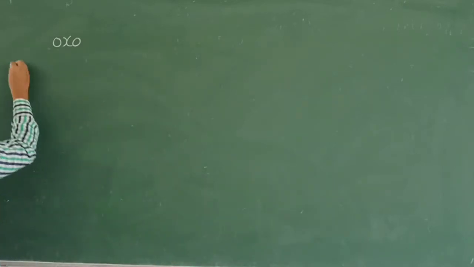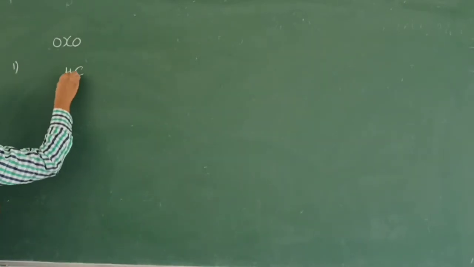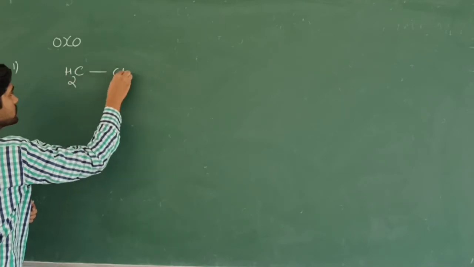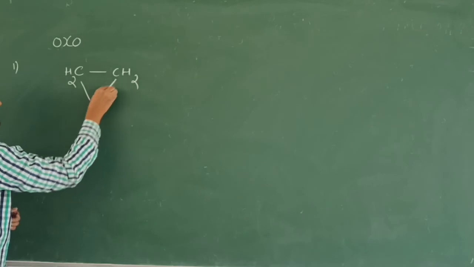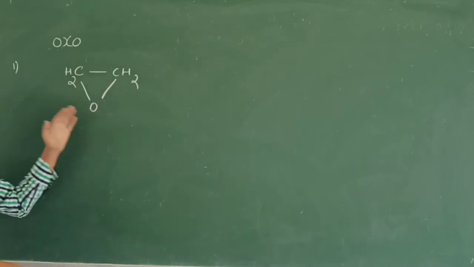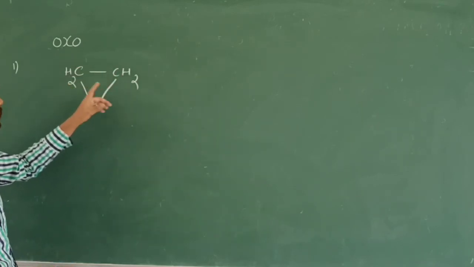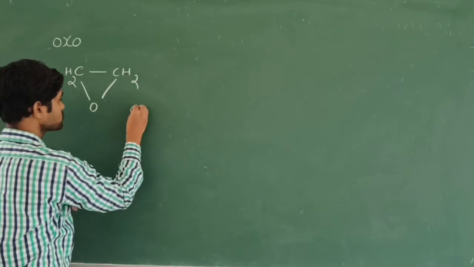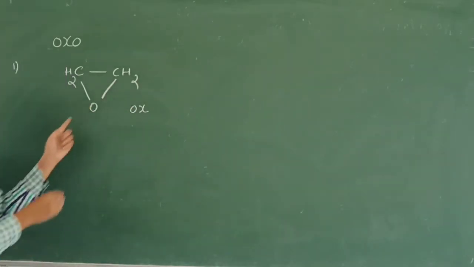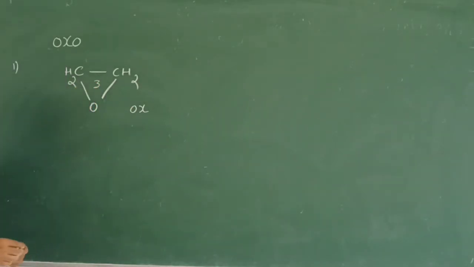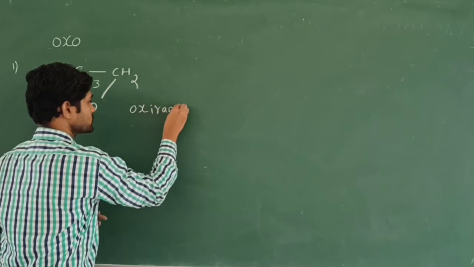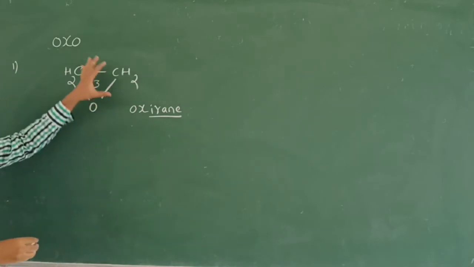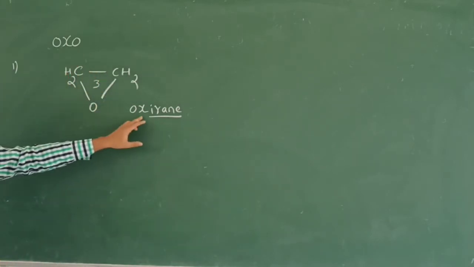So I take the first example. This is CH2. Here these groups are linked with this oxygen atom, so this oxygen acts as part of this ring system. We are going to use the first word as oxo. And because of this three-membered ring system, we are going to use the suffix irene. Because of this three-membered ring system, we are going to use oxirane.